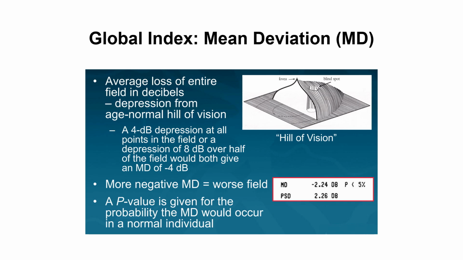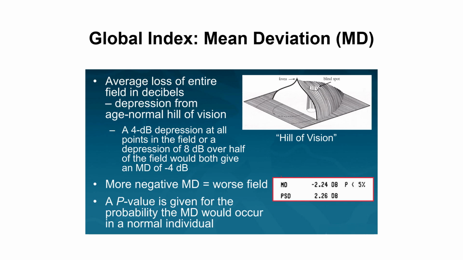So if you see the average loss of the entire field in decibels compared to the age-normal corrected data, that gives you the mean deviation. For example, if you have a patient with minus 4 decibels, it means that on average they have 4 decibels of loss compared to the normal age-adjusted population. It means that he has 4 decibels of depression at all points in the field, or depression of 8 decibels over half of the field. Both of them would give an MD, or mean deviation, of 4 decibels.